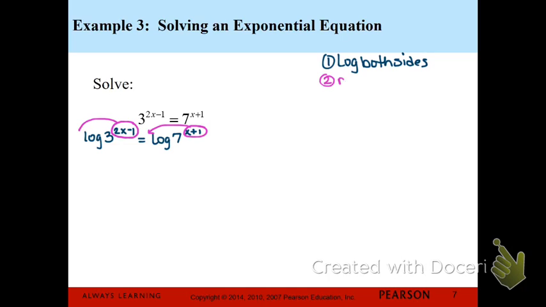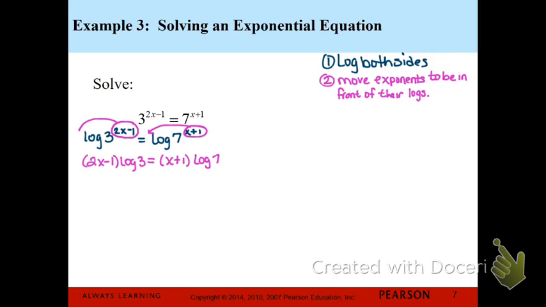So the next thing we're going to do is move the exponents to be in front of their logs. Now, be careful because that 2x minus 1 was up in the exponent. So it was together, so it's got to stay together. So I'm going to have to put that in parentheses. So (2x minus 1) times log of 3 equals, and x plus 1 was together, so keep it together in parentheses, times log of 7.